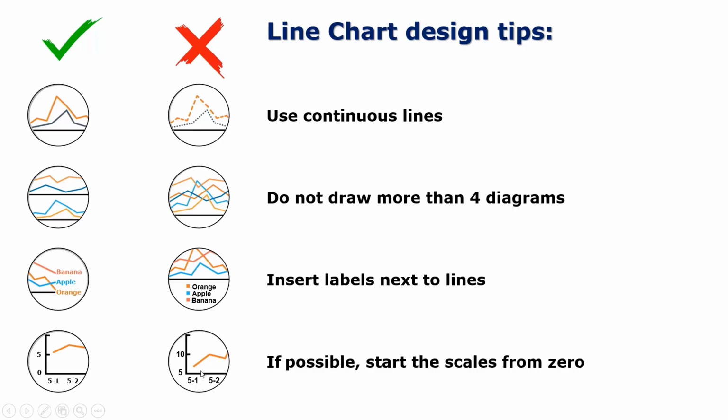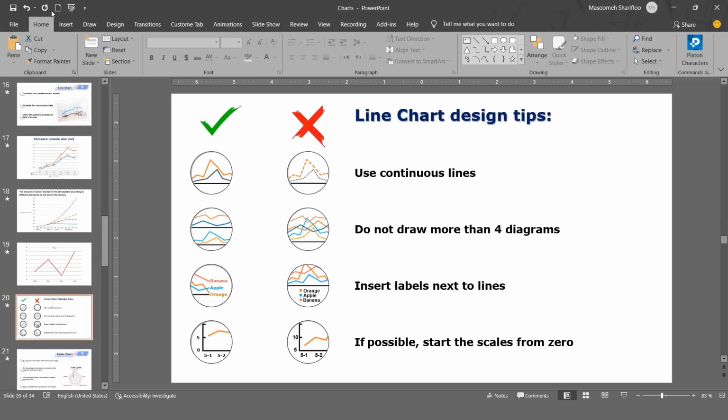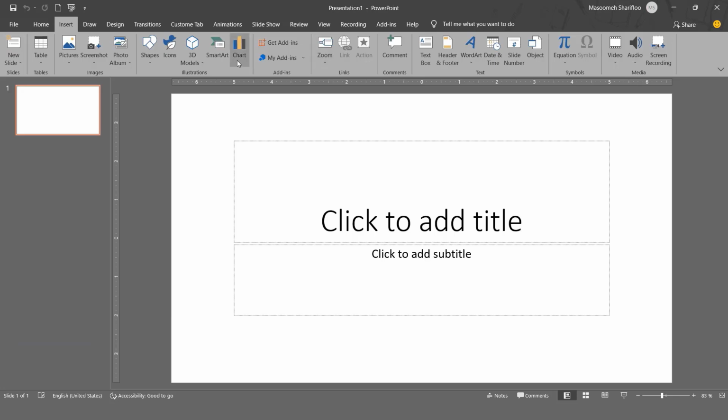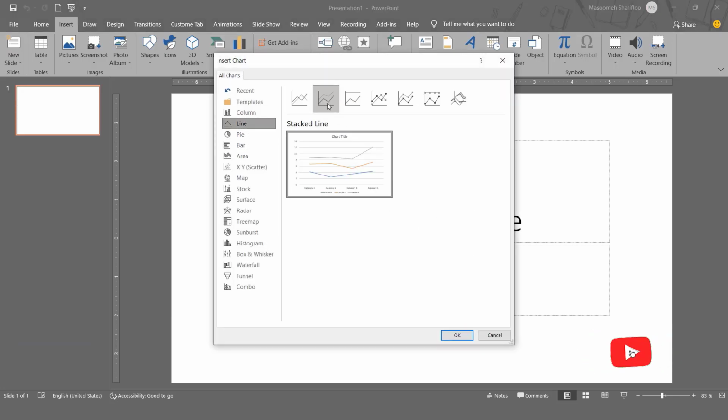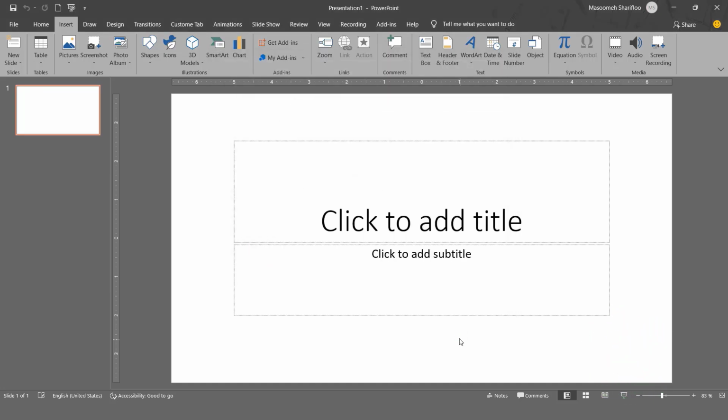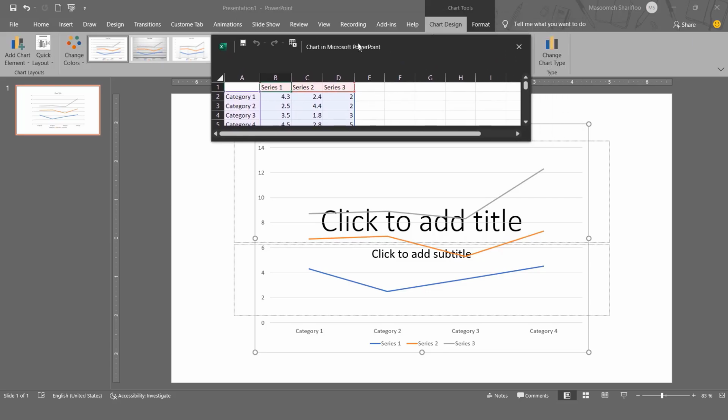To add the line chart, you can add it from Insert and Chart tab and add the different types of line chart, and again the Excel file will be opened for editing the data, and you can use it.